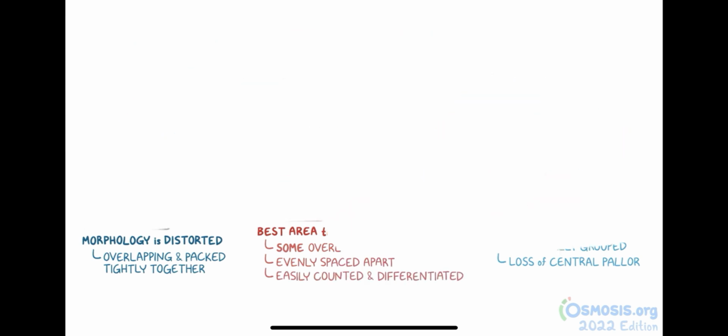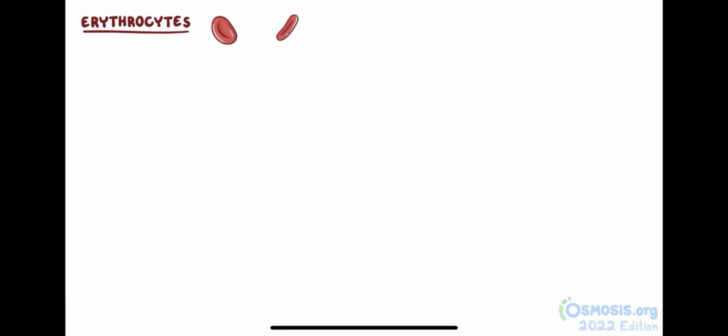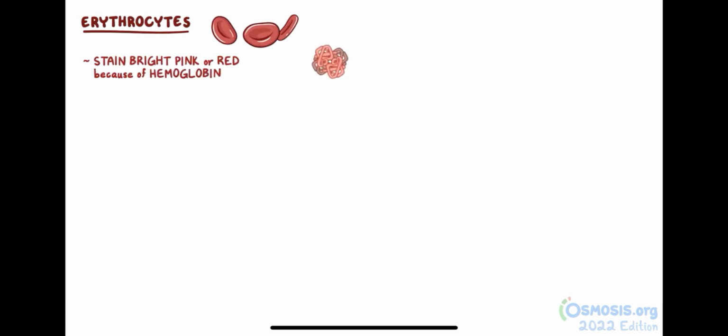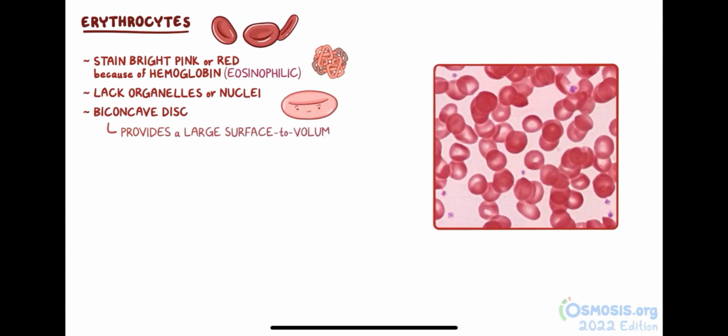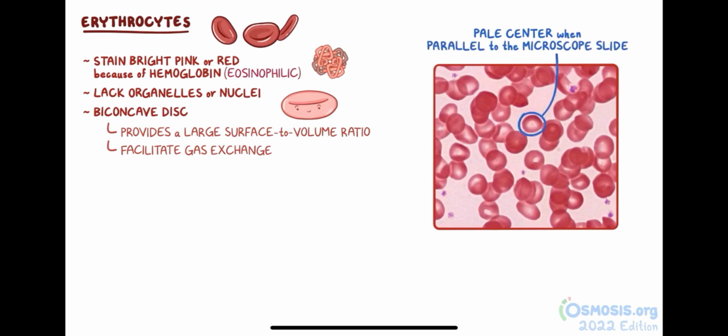Now, let's take a closer look at the erythrocytes. With Wright's stain, the erythrocytes stain bright pink, or red, because they contain a large amount of hemoglobin, which is eosinophilic. Erythrocytes normally lack organelles or nuclei, and they're typically shaped like a biconcave disc, which provides a large surface-to-volume ratio that helps facilitate gas exchange. As a result, the center of erythrocytes are thinner, which is why they appear to have a pale center when they're positioned parallel to the microscope slide.